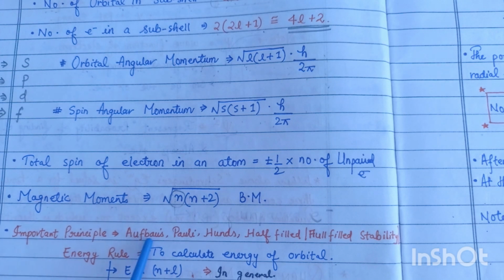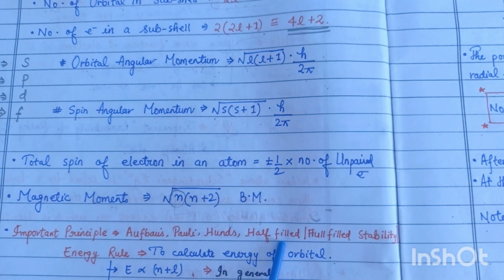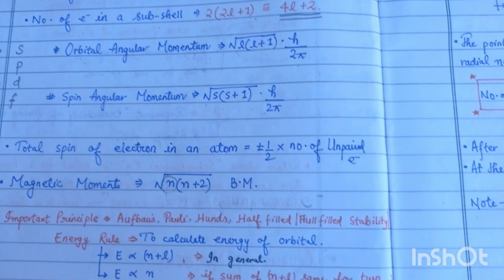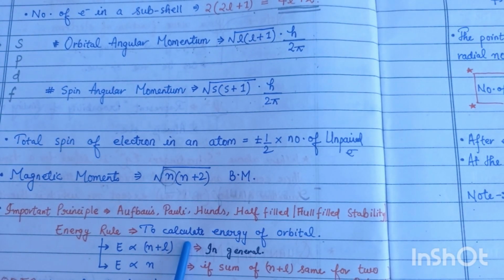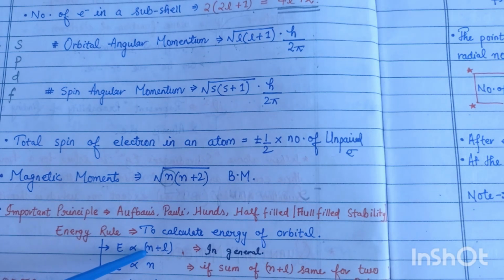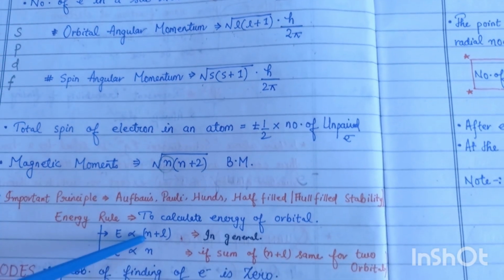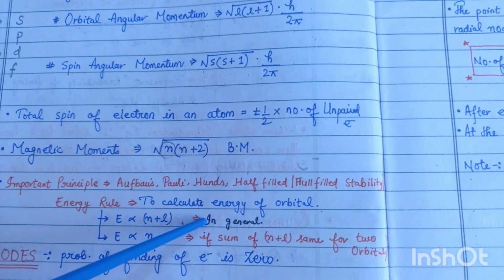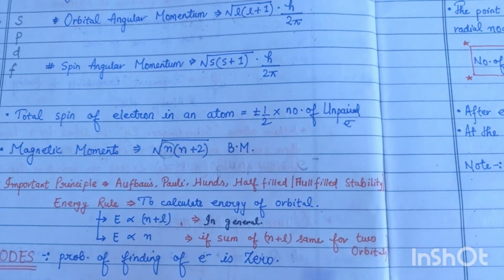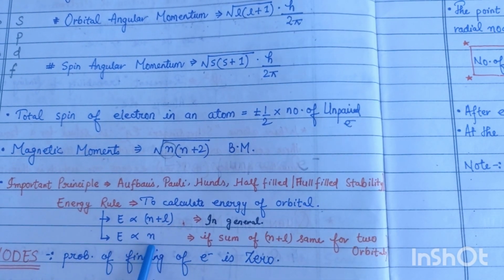Important principles like the Aufbau principle, Hund's rule, half-filled and full-filled stability, and the energy rules you already know. That's why I'm not going to discuss all these in detail. The energy of orbitals is calculated with the help of the Aufbau principle: energy is directly proportional to the n plus l value. If the sum of n plus l is the same for two orbitals, then energy is directly proportional to the principal quantum number n.